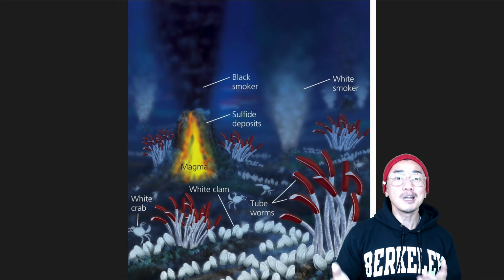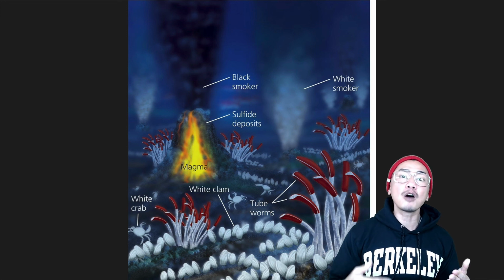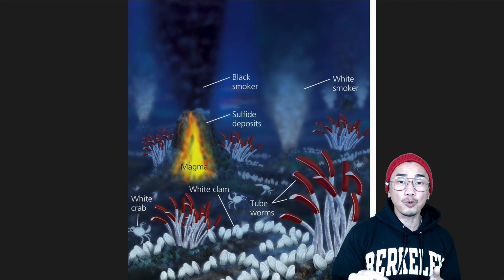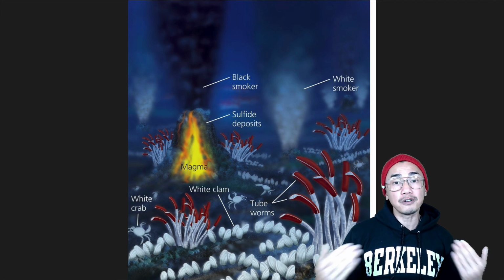This diagram shows a hydrothermal vent ecosystem. The minerals coming from these vents allow bacteria to do chemosynthesis, creating a deep water food web that supports a variety of life.